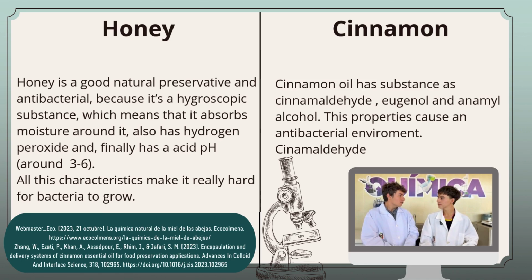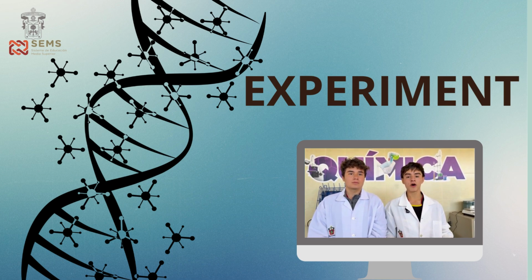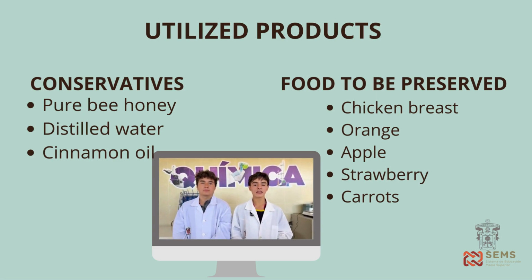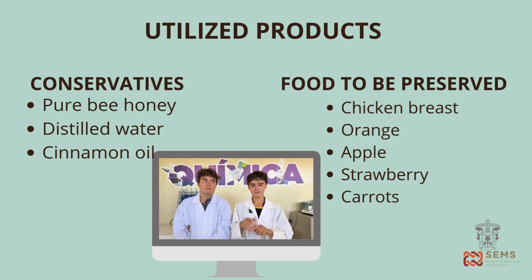And now, I would like to know, why did we choose cinnamon oil? Well, cinnamon oil has two elemental compounds, eugenol and the most important, cinnamaldehyde, that destabilize the chemical structure of the bacteria. So now we'll test if our hypothesis is true through an experiment. So the products that we are going to utilize are the preservatives, that is pure bee honey, distilled water, cinnamon oil, and the food that will be preserved, that is chicken breast, apples, orange, carrots, and strawberries.